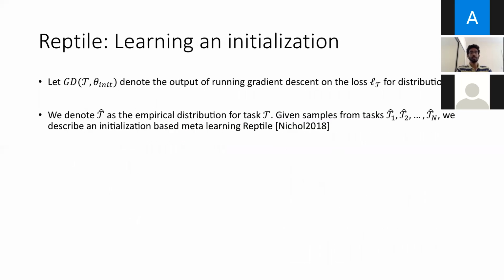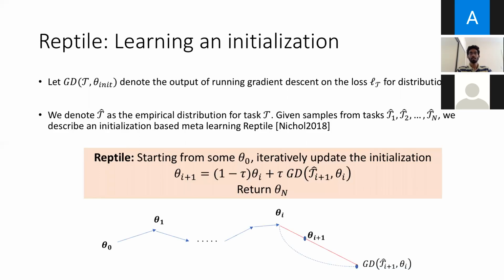Okay, so I'll describe how this algorithm Reptile, which was introduced by Nichol et al. in 2018, learns an initialization. So I'll just set up some notation for it. Let GD of T and theta init be the output of running gradient descent on the loss L_T starting from theta init. And also we're going to denote T hat as the empirical distribution for a task T. So if you're given a data set with n samples for a task, the uniform distribution of those samples is T hat. And now given access to these capital N tasks, the Reptile algorithm does the following.